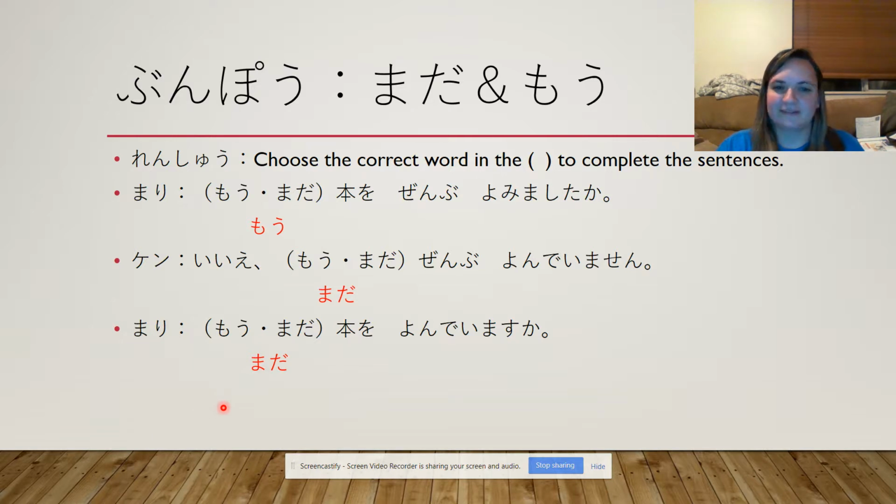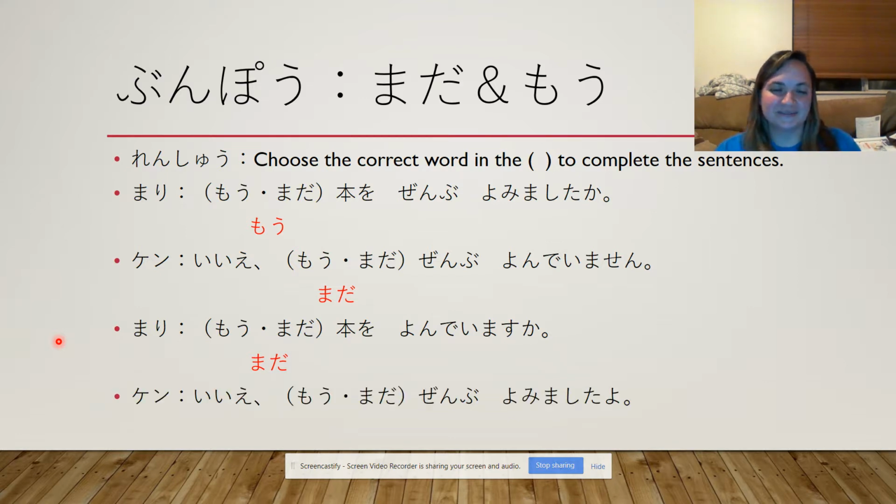If you picked mada, you are correct. Or let me think. This is tricky, isn't it? Mo. This is why even sensei gets confused. So let's see. Mada hon o yonde imasu ka? I think in this case could mean, are you still reading the book? So in this case, we want to have this meaning still. Yep. Just making sure I did it right.